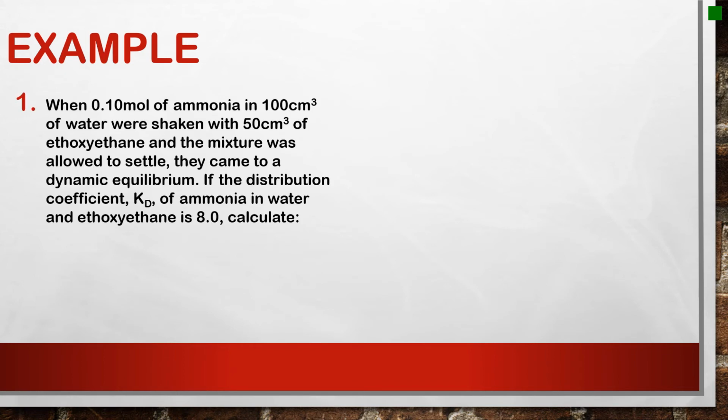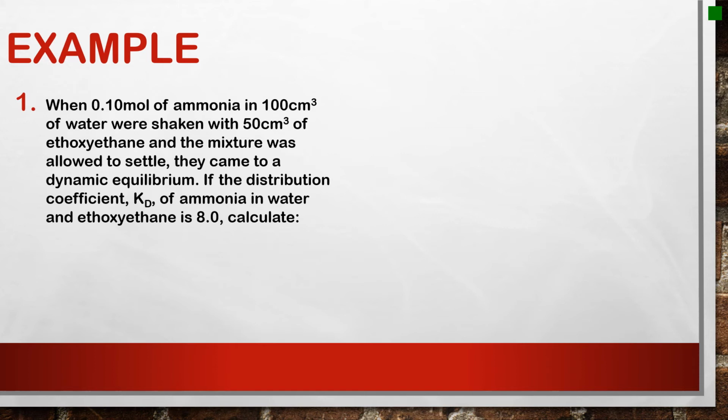So here we have an example that we can use to quantitatively determine the amount of the solute that can be extracted by a given solvent from the aqueous layer. The example we have here is that of ammonia contained in water, and you are asked to separate it from the water using ethoxyethane, which is an organic solvent. So here the amounts are given.